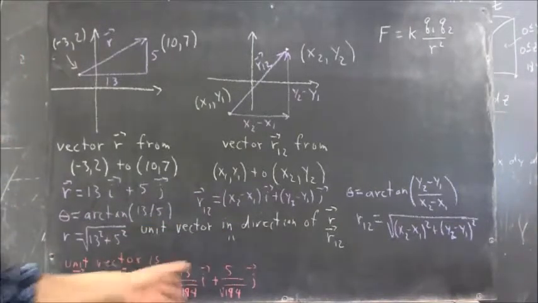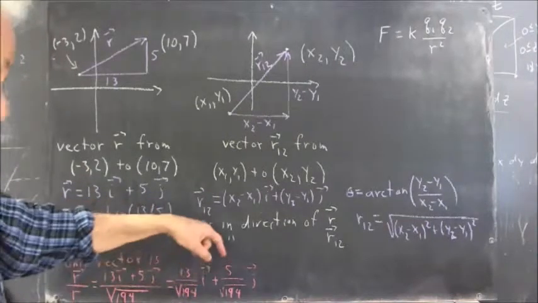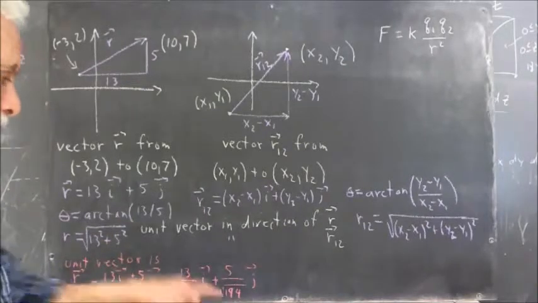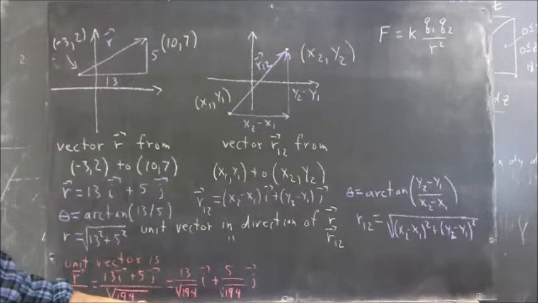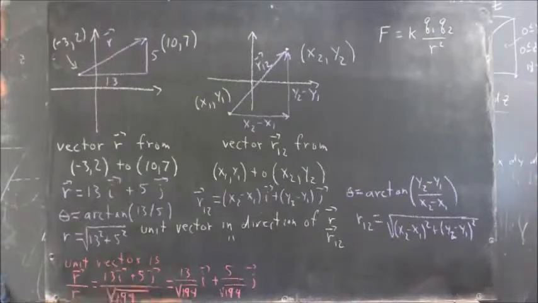Officially, you would want to rationalize this: 13 times the square root of 194 over 194, 5 square root of 194 over 194. But inasmuch as you're probably going to, in most cases, end up approximating this, you can just calculate it the way it is. So I'm not going to write that out, at least not just yet.